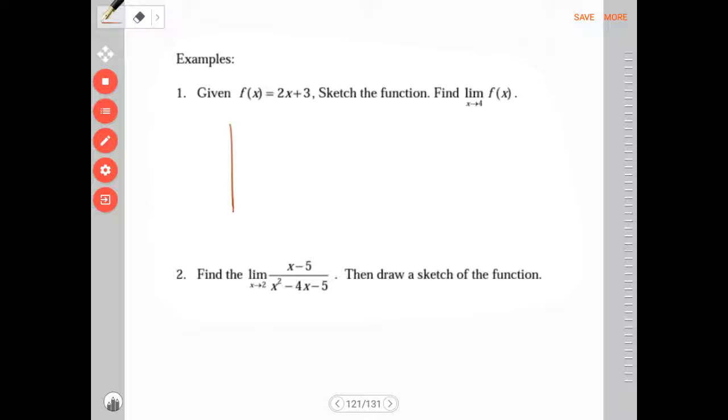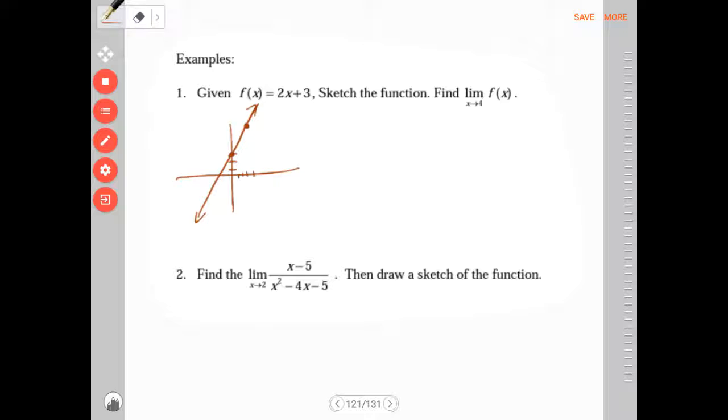Okay, so 2x plus 3, that's a y-intercept of 3. Kind of like that, that's a quick sketch. And then as x approaches 4, 1, 2, 3, 4.